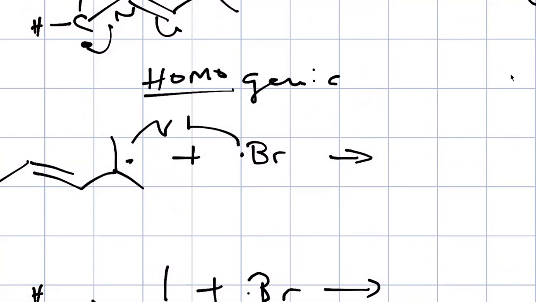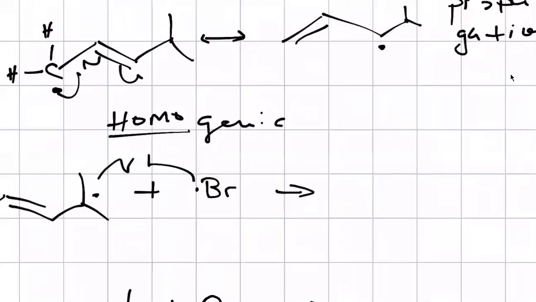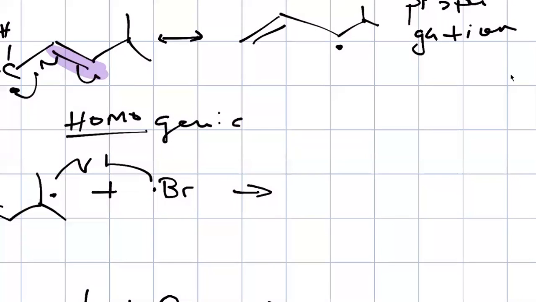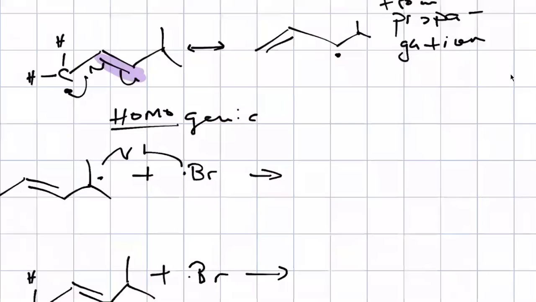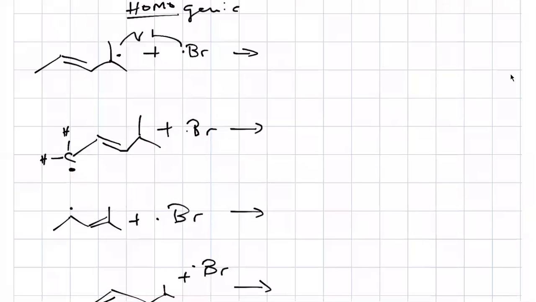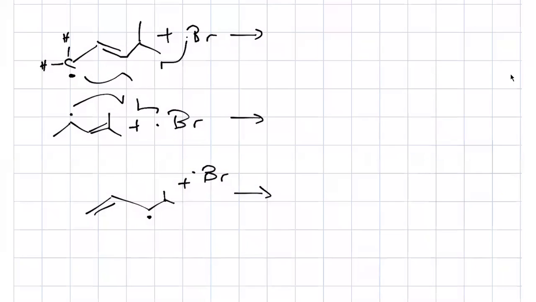Right? By the same token, when a bond breaks and each atom in the bond takes one electron, like up here, then that's called homolytic. Lytic meaning to cut, genic meaning to form. So you're going to have the same thing happening in each one of these steps. Here, here, and then here.